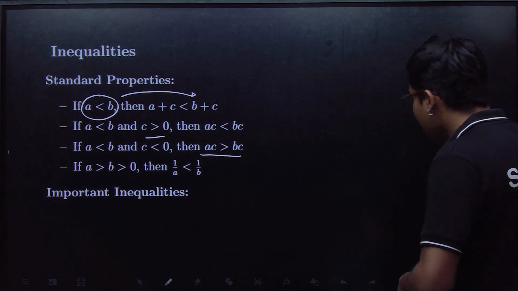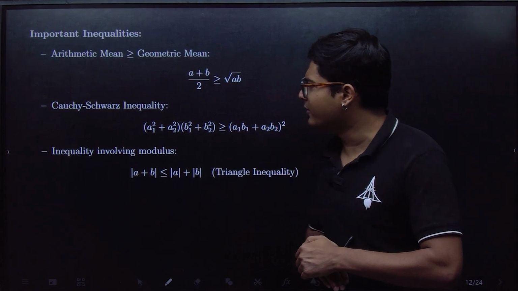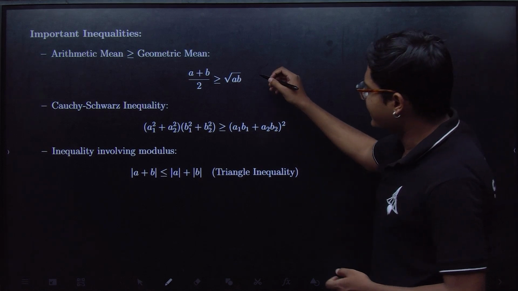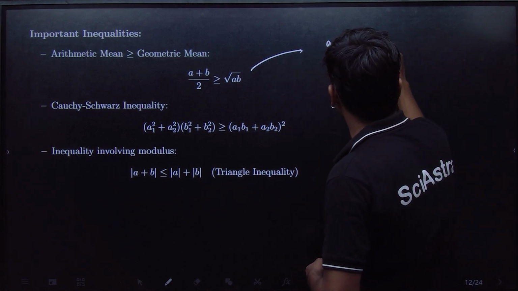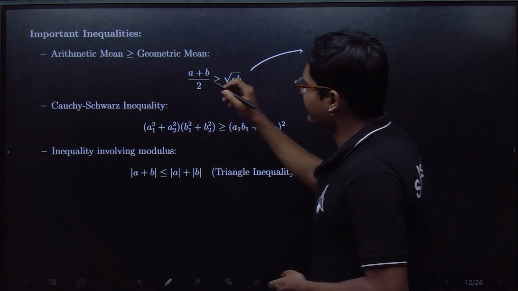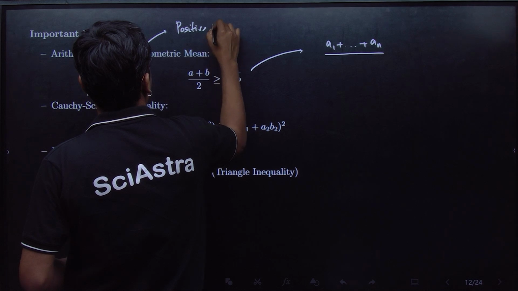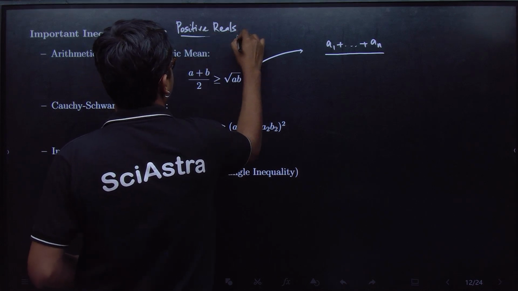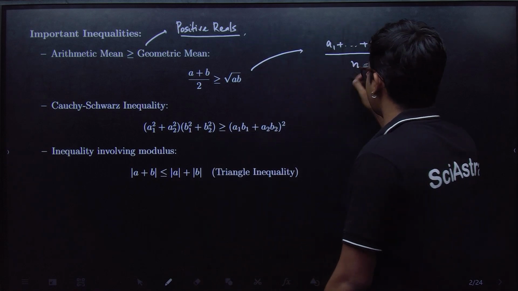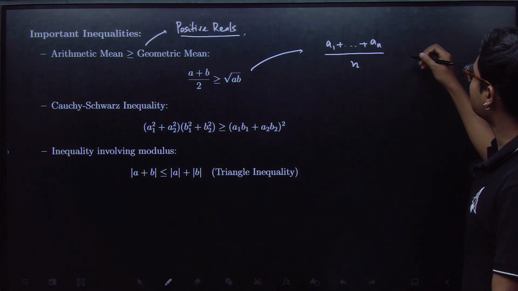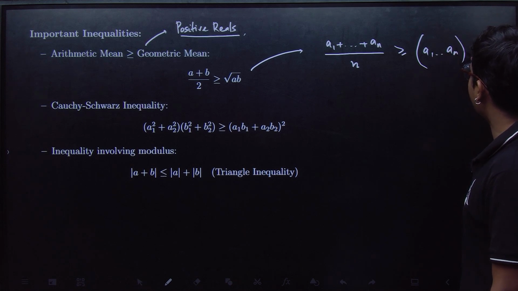Coming to some important inequalities. The first one obviously is the arithmetic mean geometric mean inequality. If I want to generalize this, the AM is the sum of the n real numbers divided by n. One thing you need to remember: this is only true for positive reals. You need your numbers to be positive reals, only then you can use AM-GM. The average of these numbers is always going to be greater than or equal to the product of these numbers to the power 1 by n.